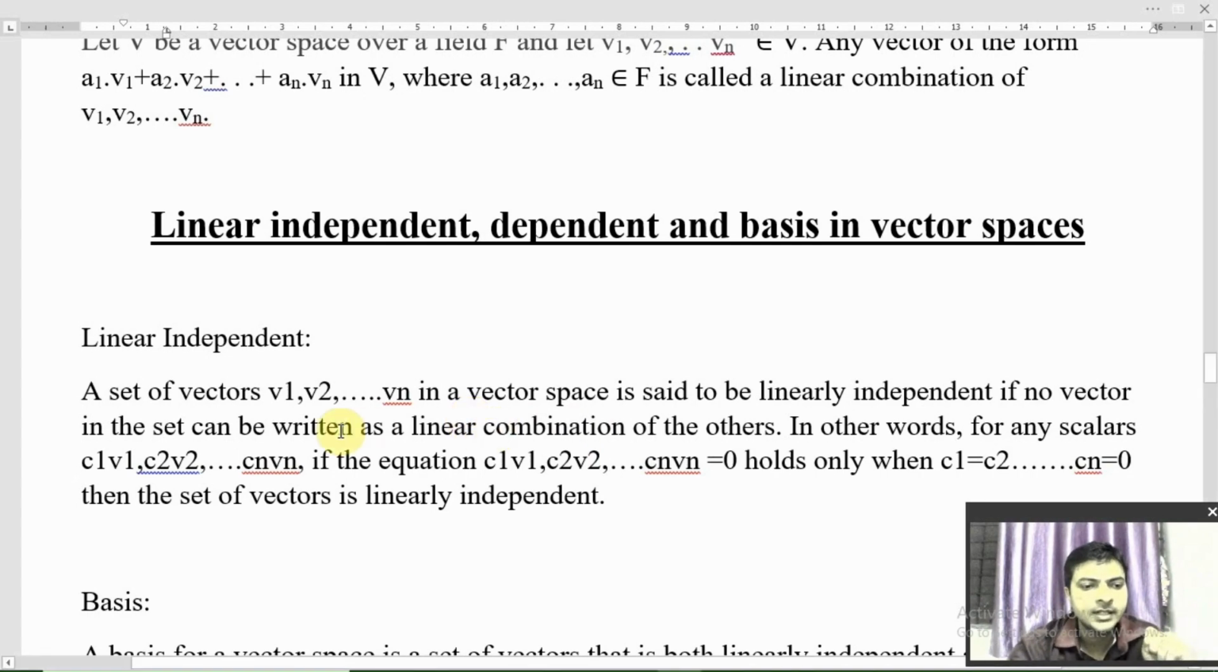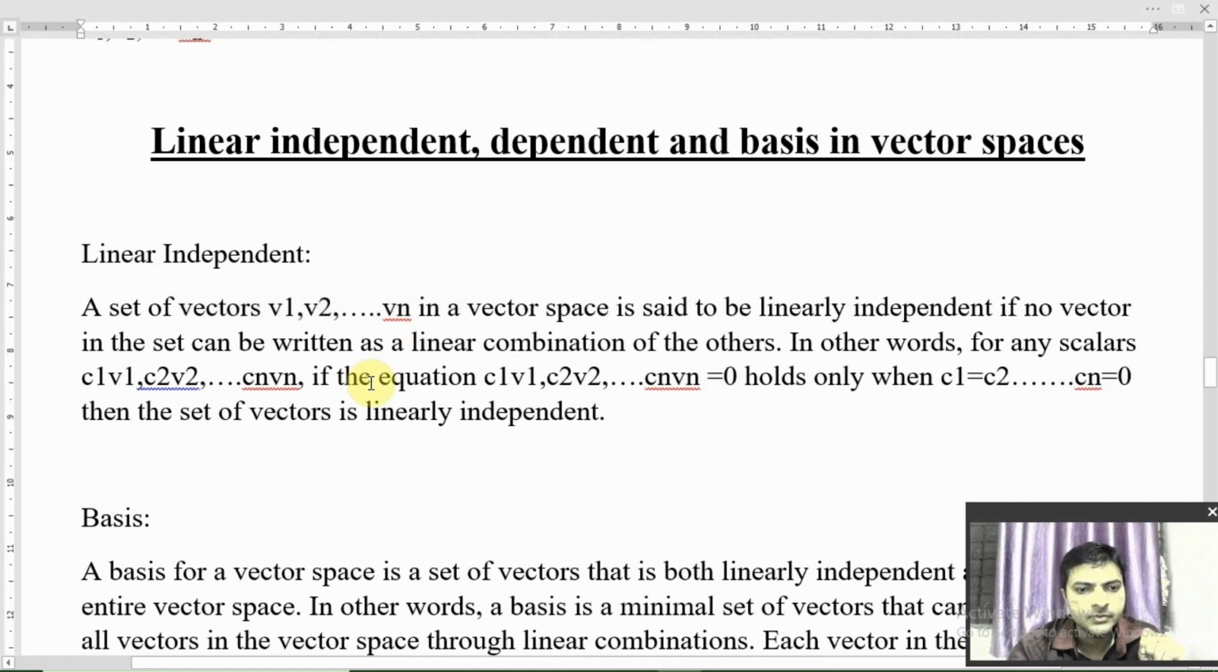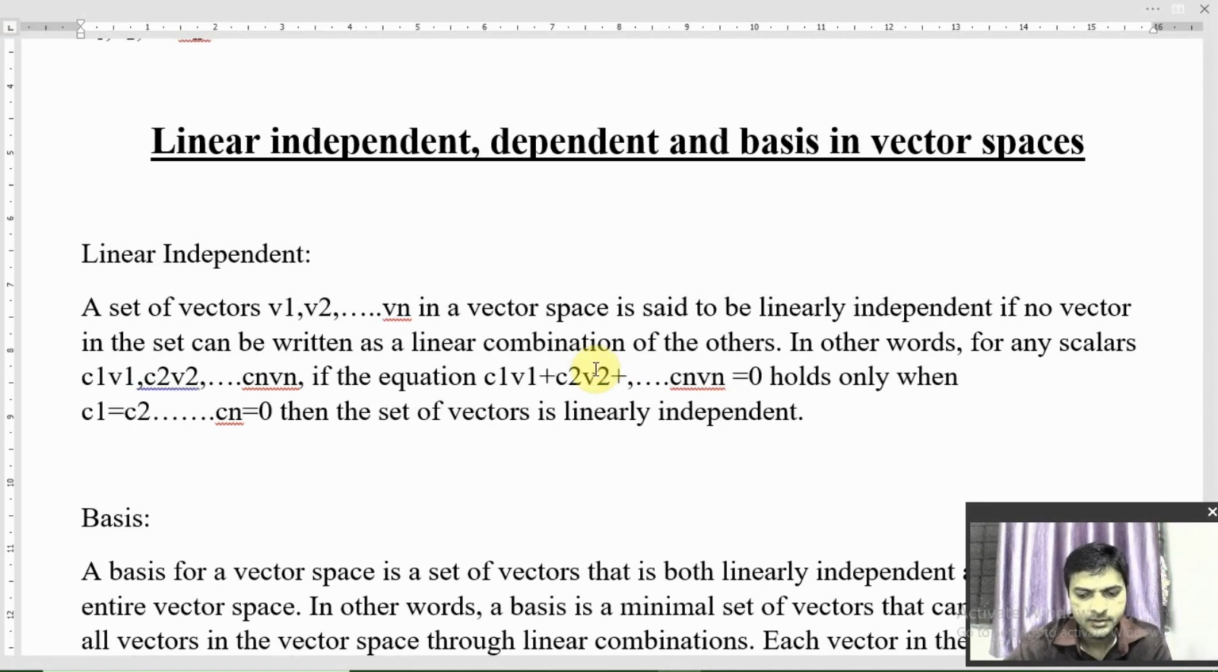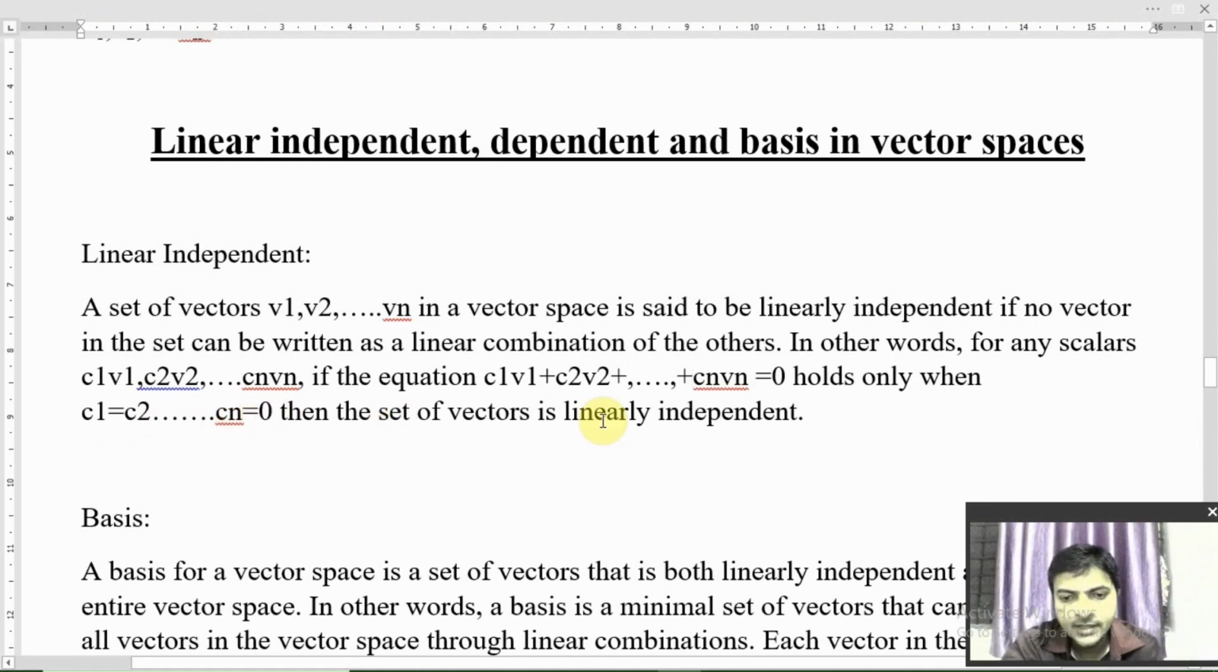So let us see what linear independence is. The set of vectors v1, v2, ..., vn in the vector space is said to be linearly independent if no vector in the set can be written as a linear combination of the other vectors. Very simply, linear independence says that if there are some scalars such that the equation c1 v1 plus c2 v2 plus ... plus cn vn equals 0 holds only when c1 equals c2 equals ... equals cn equals 0, then the set of vectors is linearly independent.